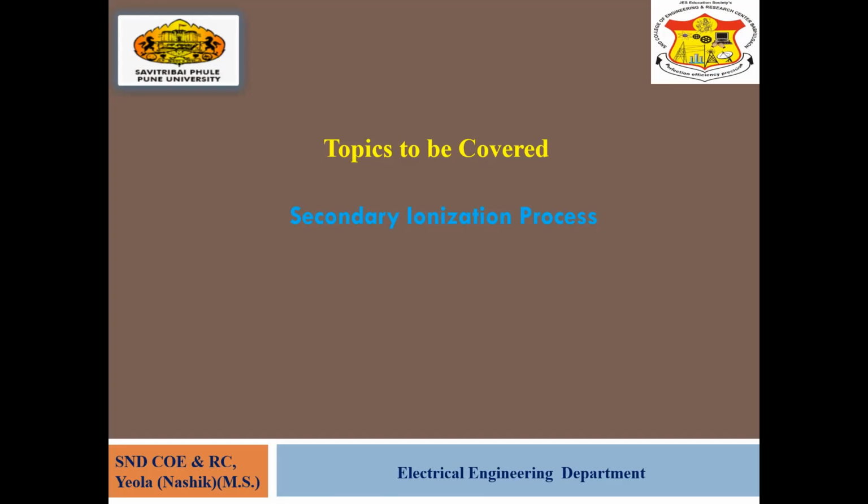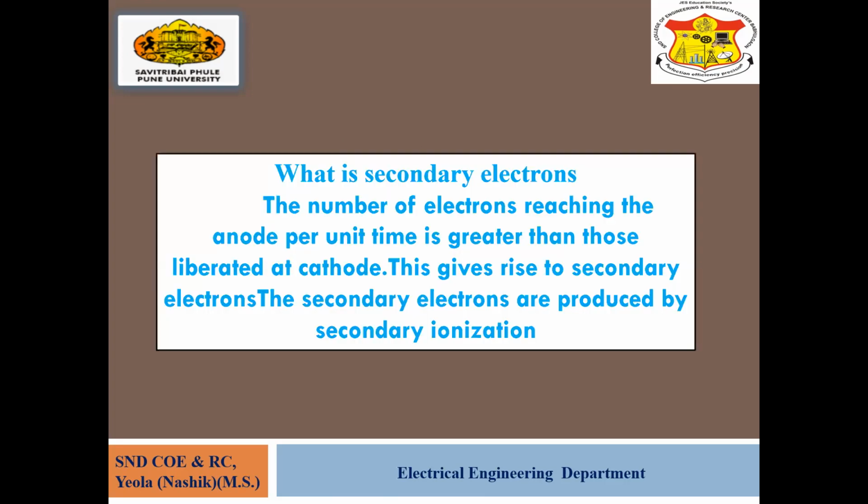When these electrons are emitted, what does secondary ionization mean? The number of electrons reaching the anode must be equal to the number of electrons emitted from the cathode. But in practice, this does not hold. So what is the secondary electron? The number of electrons reaching the anode per unit time is greater than those liberated at the cathode. This is due to the rise of secondary electrons. The ionization that takes place due to these secondary electrons is called secondary ionization. We will see in detail what secondary ionization is.